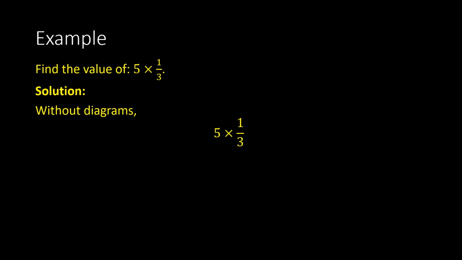If we would like to carry this out without diagrams, we multiply the whole number by the number of the numerator in the fraction and leave the denominator alone to give 5 times 1 over 3, or 5 over 3. Let's take a look at another example, namely 4 times 3/8.